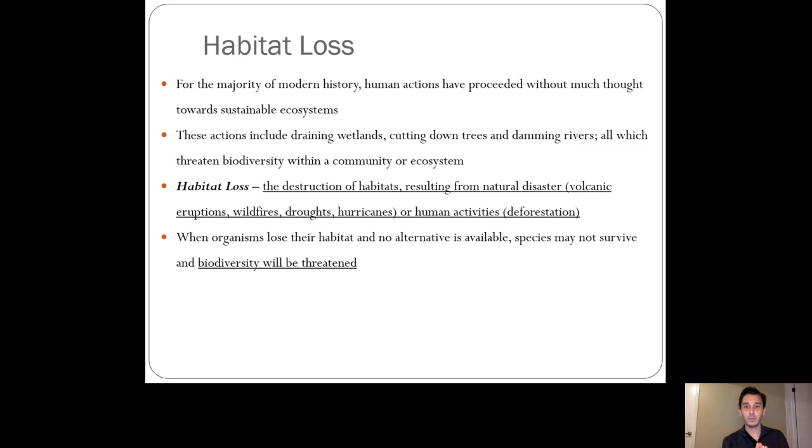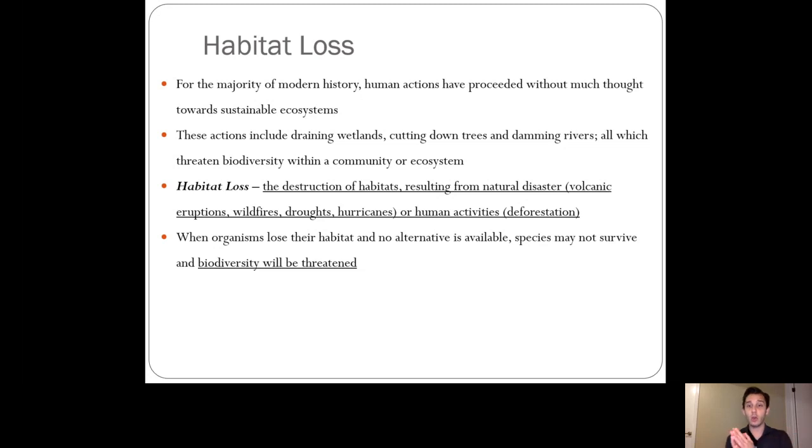Okay, now sometimes habitats are lost or destroyed from natural processes: volcanic eruptions, wildfires, droughts, hurricanes. These are things that necessarily we can't really control, although wildfires might just be within our purview. Our climate change tends to make wildfires a little more common and a little more difficult to stop. But generally speaking, those are events that do happen without our intervention.